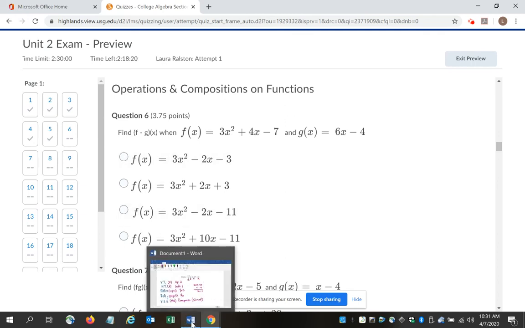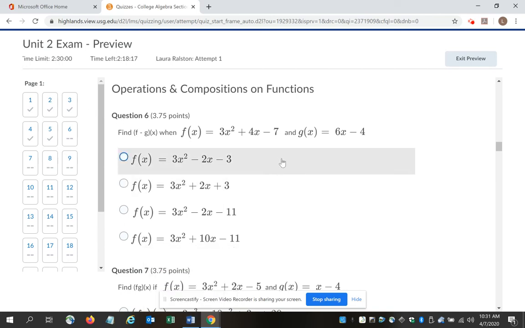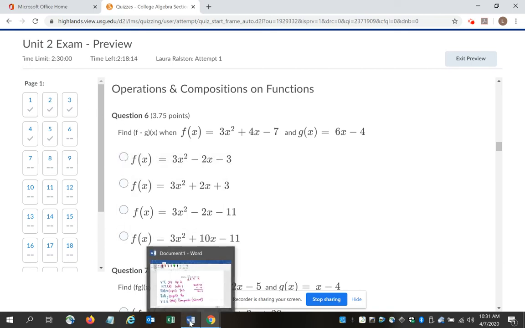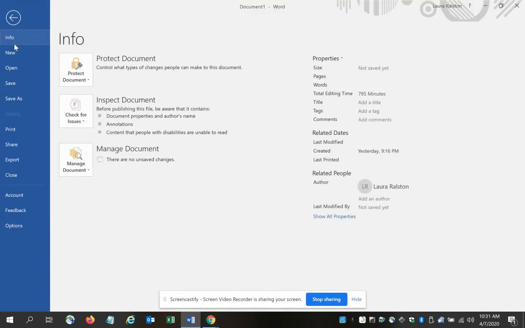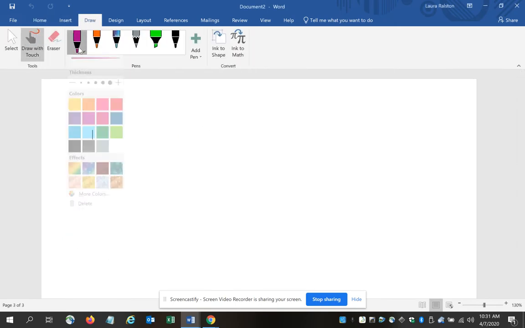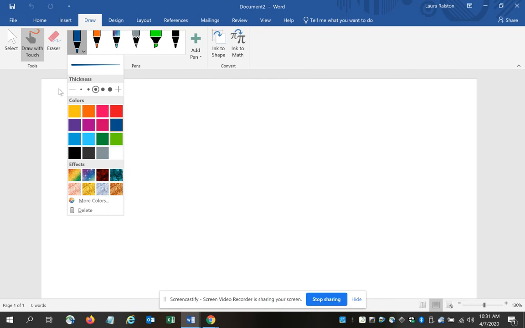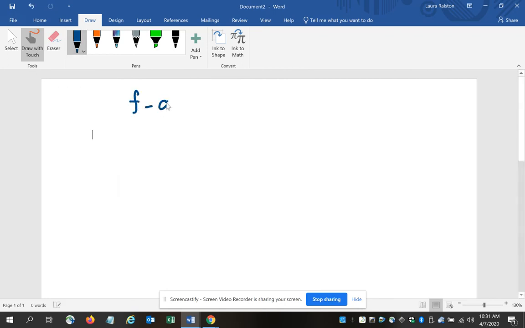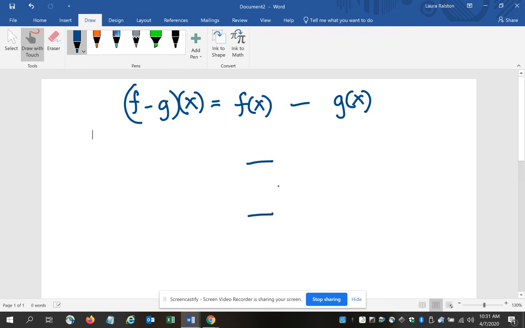Okay, so I may need to go out to the side here. I don't believe it'll let me do it on that screen, so let me carry it over and get us a clean sheet of paper. Okay, so the problem asks you to do f minus g at x. So you're going to plug x into f, get the answer, plug x into g, get the answer, and then subtract the two results. And it's really important, a lot of you make a sign error.